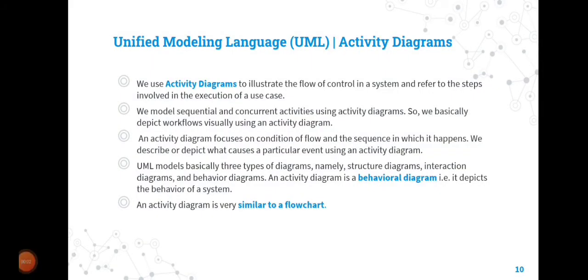Next one is the activity diagram. We use an activity diagram to illustrate the flowchart of control in a system and refer to the steps involved in the execution of a use case. We model sequential and concurrent activities using an activity diagram. So we basically depict workflow visually using an activity diagram. An activity diagram focuses on conditions of flow and the sequence in which it happens. We describe or depict what causes a particular event using an activity diagram.